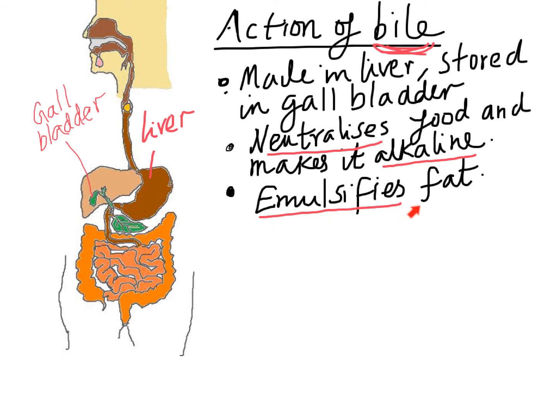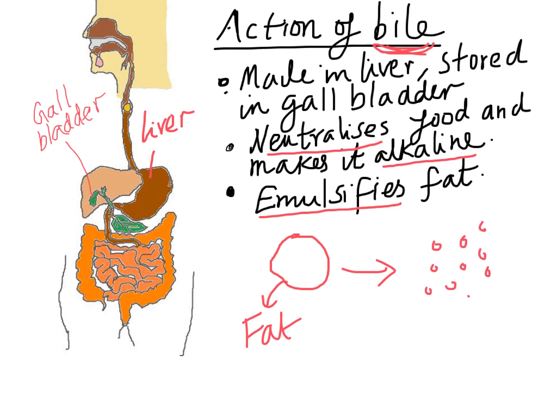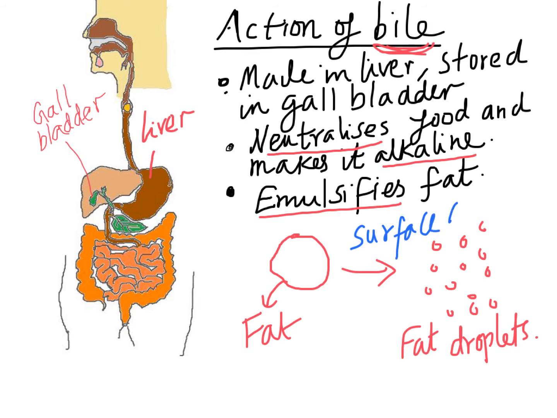So it emulsifies fat, which means if you consider fat as a big droplet, such as this, so if this is a big chunk of fat, okay, and it is actually emulsified, which means it's made into tiny droplets of fat, like so. Okay, so fat, but now it's droplets. So what's the purpose of that? Now, when this happens, the surface area hugely increases. So the advantage of this is the surface area increasing.